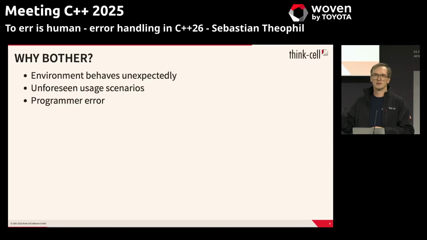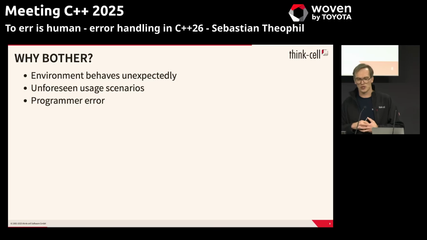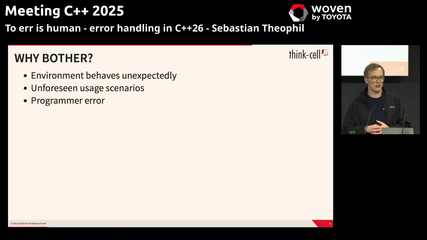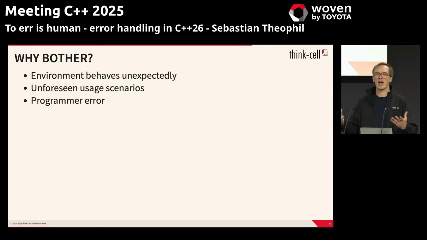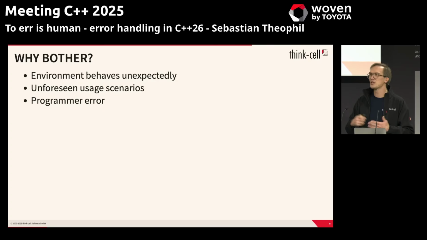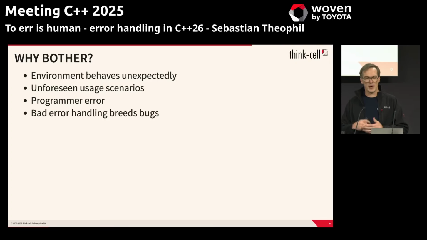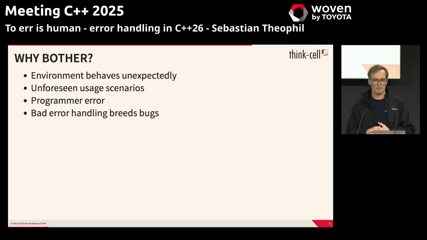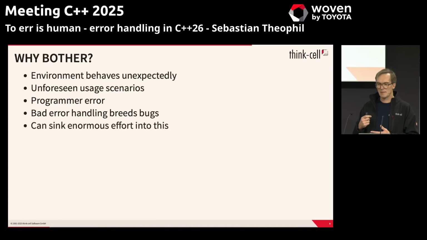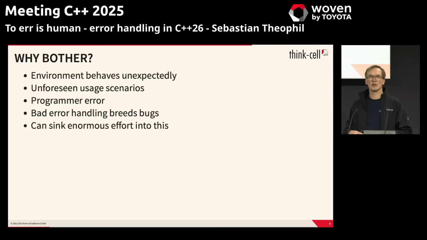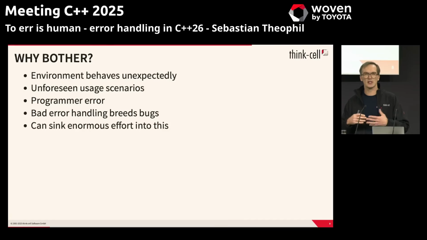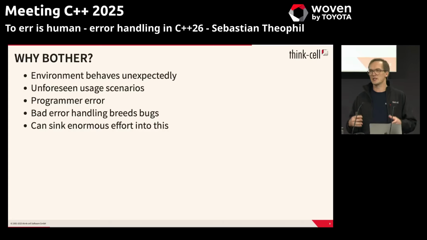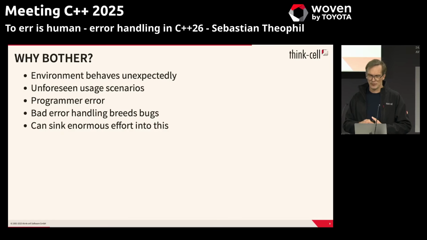So all of these scenarios lead to software that doesn't behave the way you thought it would. And you need to handle that error. And you need to do this well, because bad error handling just breeds more bugs and your software gets worse. But what's important is that we can sink a lot of effort into this. We can sink a lot of effort into writing the perfect error handler that then in the end we never need.